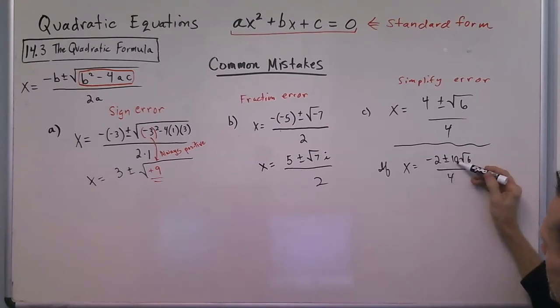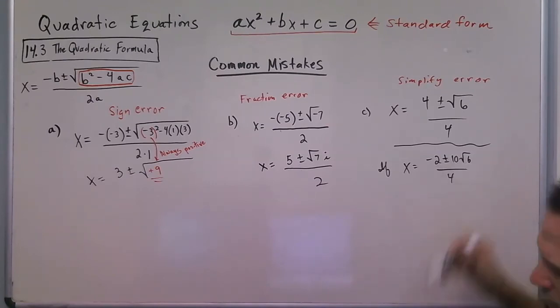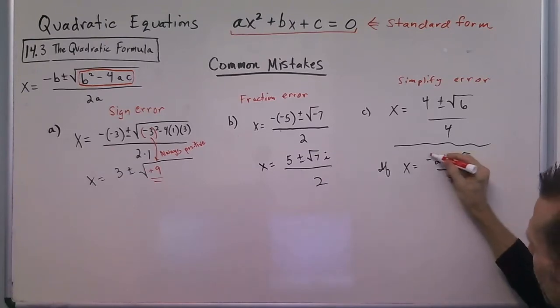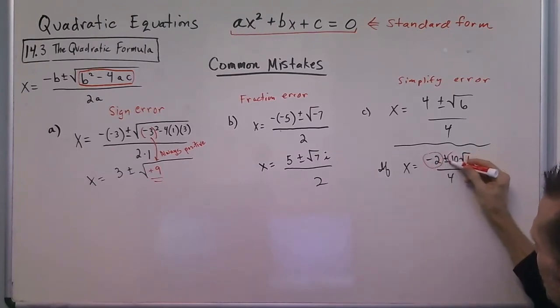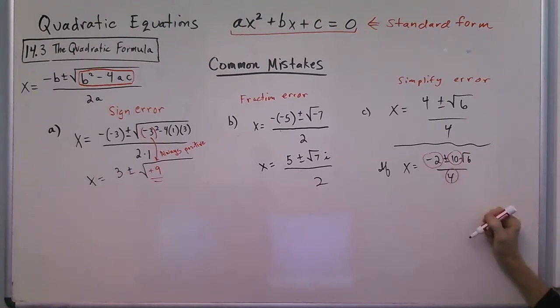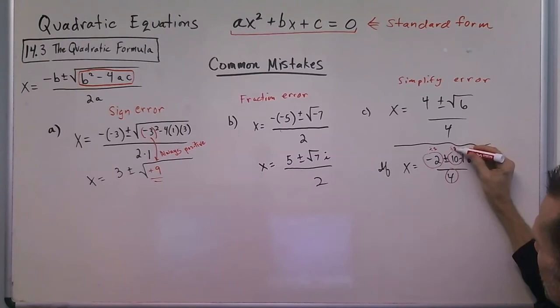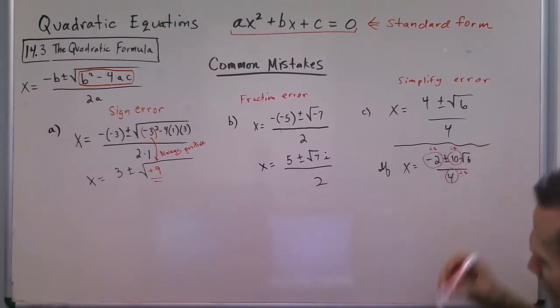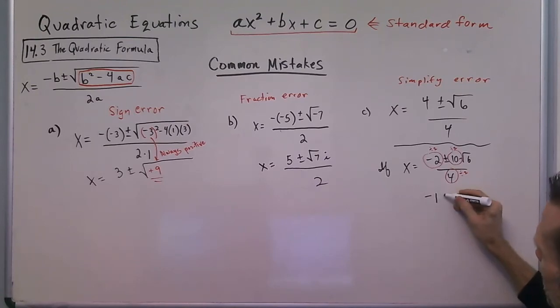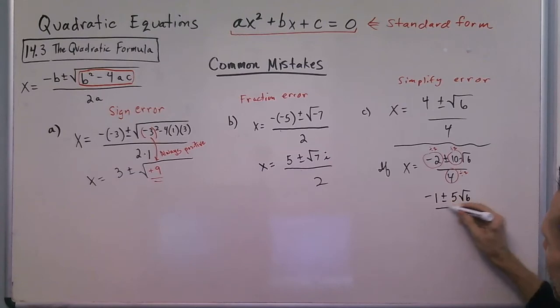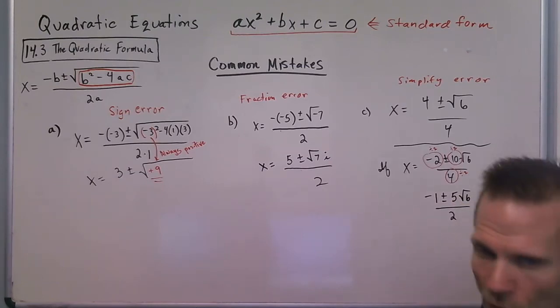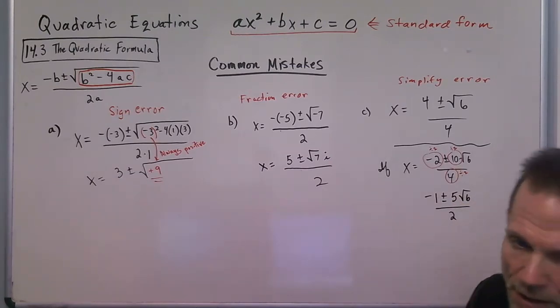now this is even, and this is even. We could divide all of those by 2, okay? But it has to be all of them, okay? All of them, all of those are even. So I'll divide by 2, divide by 2, divide by 2, and I can write my answer out as -1 plus or minus 5 radical 6 over 2. Okay, but all the pieces have to be divisible.